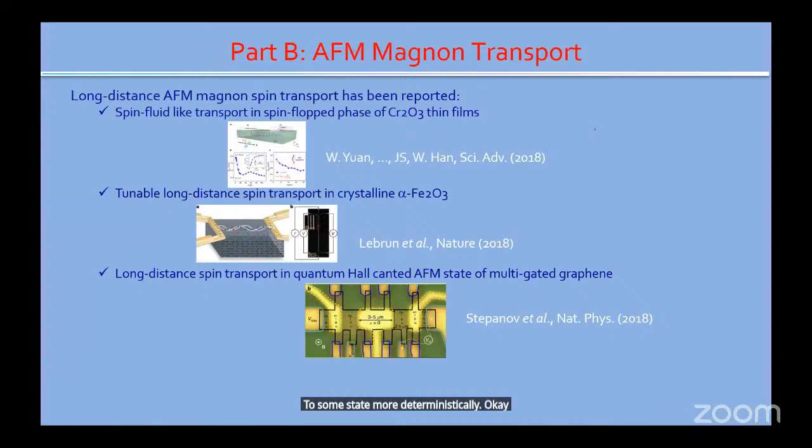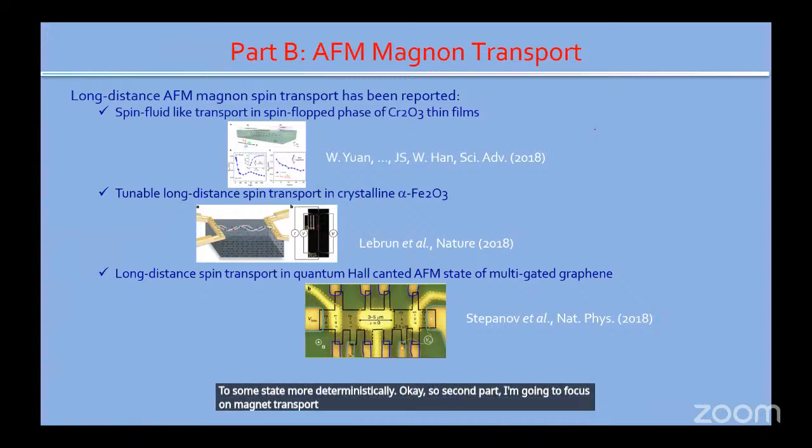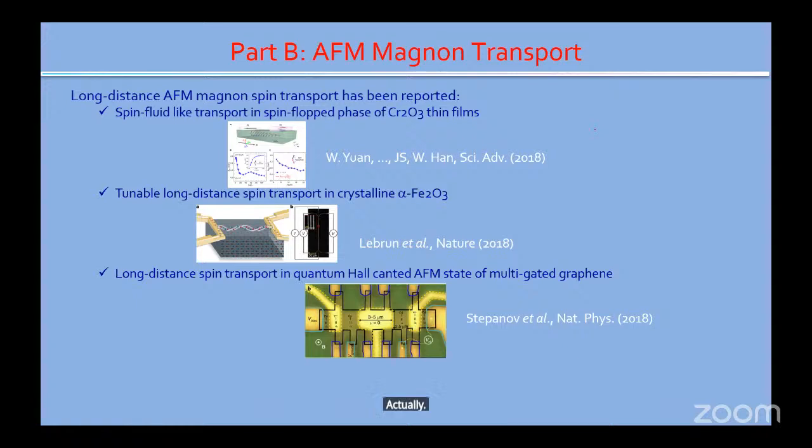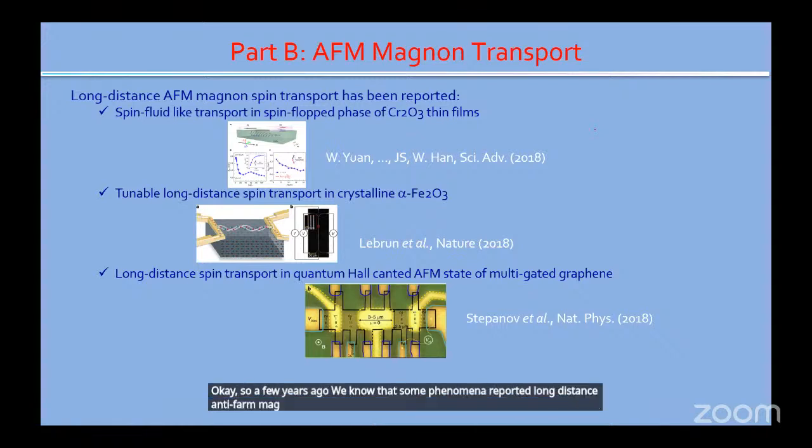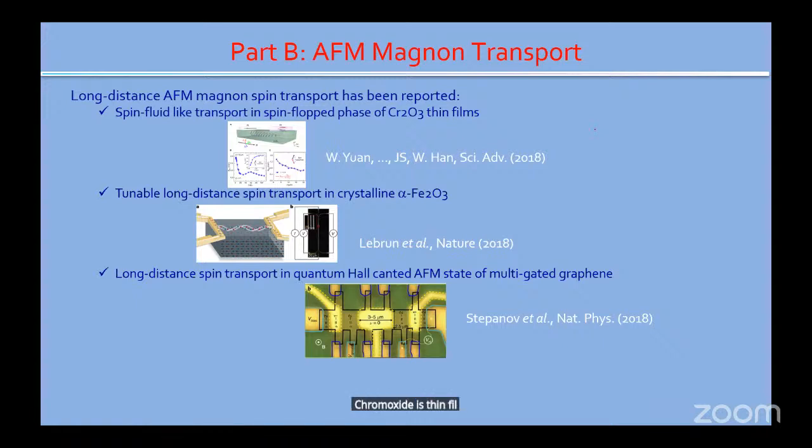Okay, so second part, I'm going to focus on magnon transport in antiferromagnetic chromium oxide thin films. Actually, both thin film and the bulk. A few years ago, long distance antiferromagnetic transport phenomena were reported in different material systems, including chromium oxide thin films, iron oxide, and also multi-gated graphene, the quantum Hall canted antiferromagnetic systems.